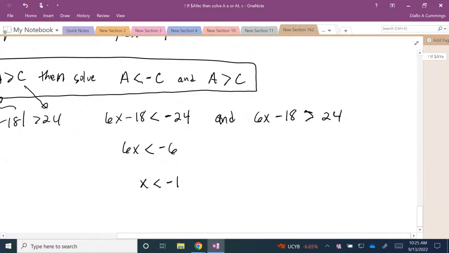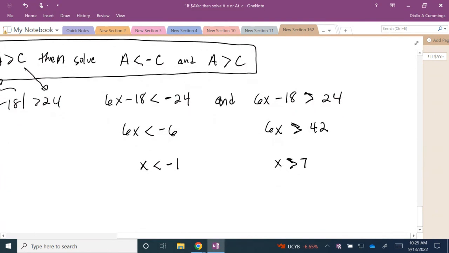Okay, now we're going to solve the second half. So again, we're going to add 18 to both sides. So 6x is greater than 42, right? 24 plus 18 is 42. I'm going to divide both sides by 6. So x is greater than 7. And this is what we're going to graph.